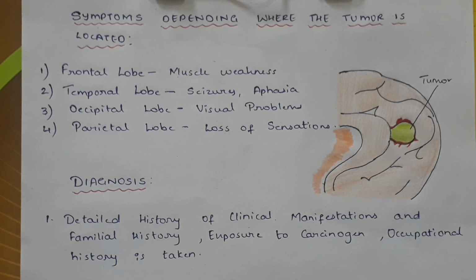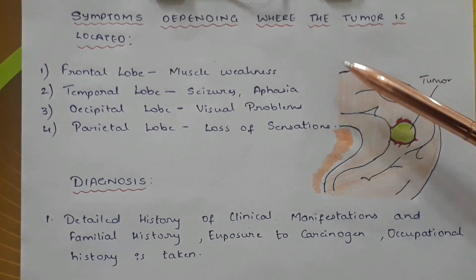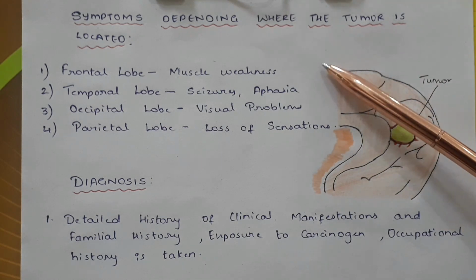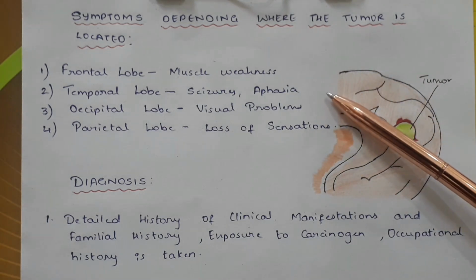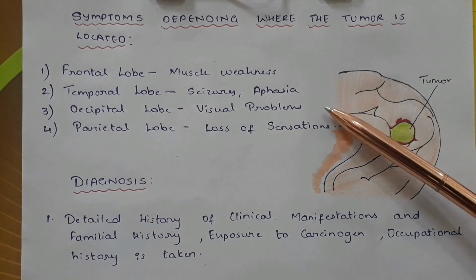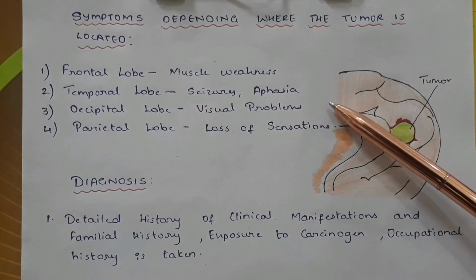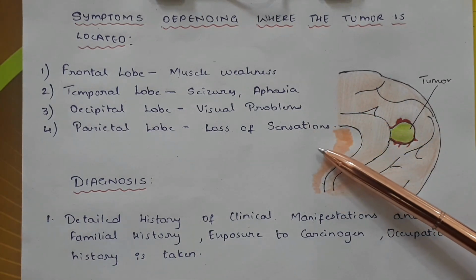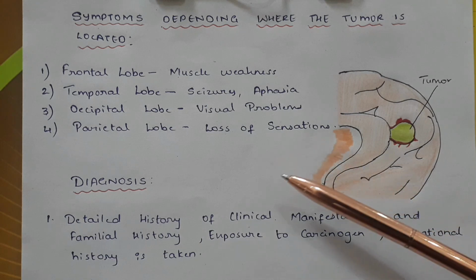Let's see the symptoms depending upon where the tumor is located. In the frontal lobe, muscle weakness, temporal lobe, seizures and aphasia, occipital lobe, visual problems, parietal lobe, loss of sensations.